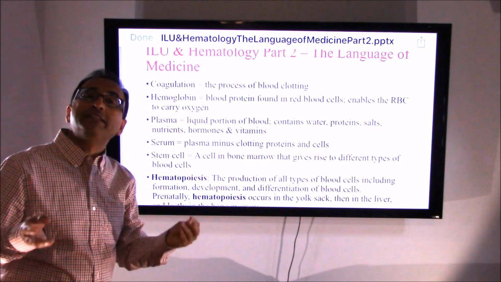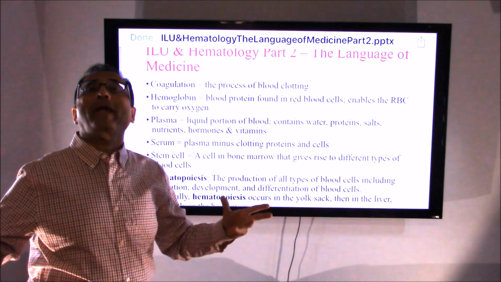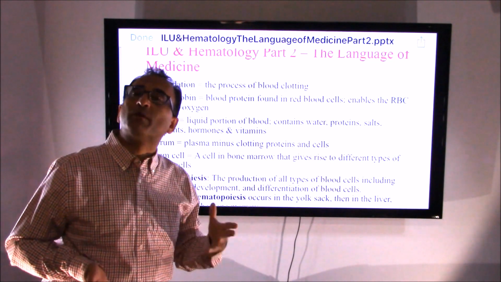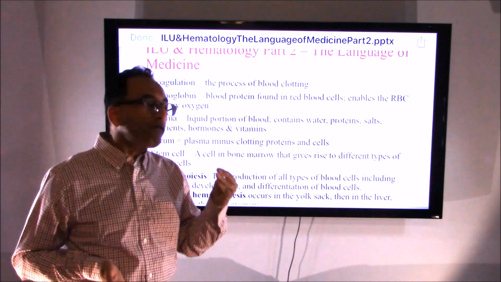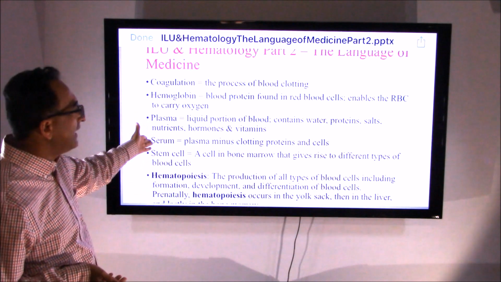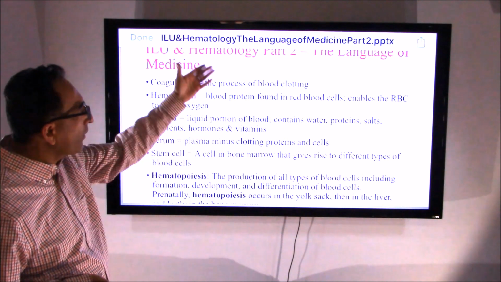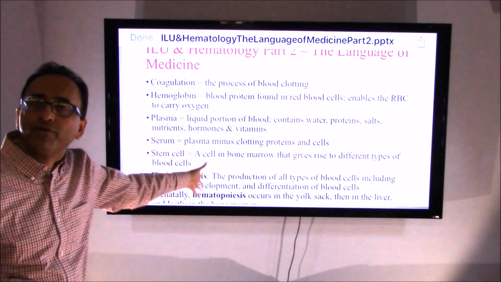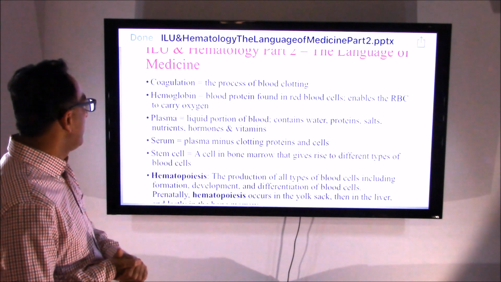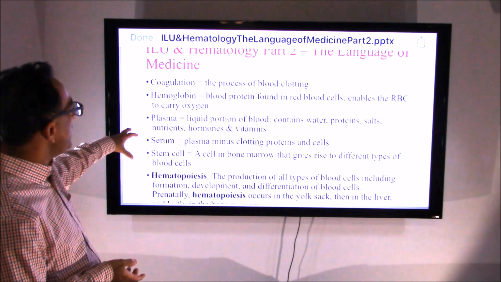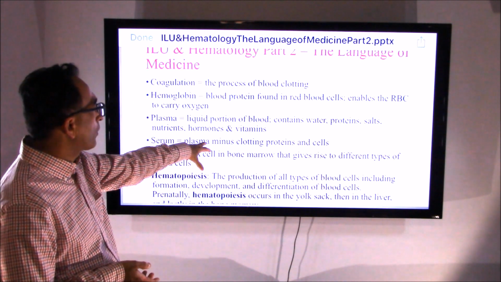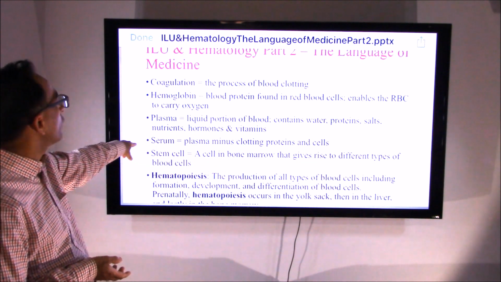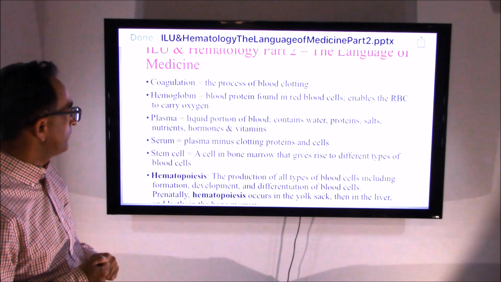When we look with the naked eye, we feel that blood is all red, right? That is true, but that's only 45% of the blood. The remaining 55% of the blood is plasma, and it contains water and salts and proteins and hormones and vitamins and nutrients, you name it. And when you take away the clotting proteins and cells from the plasma, then what remains is called serum. Okay?